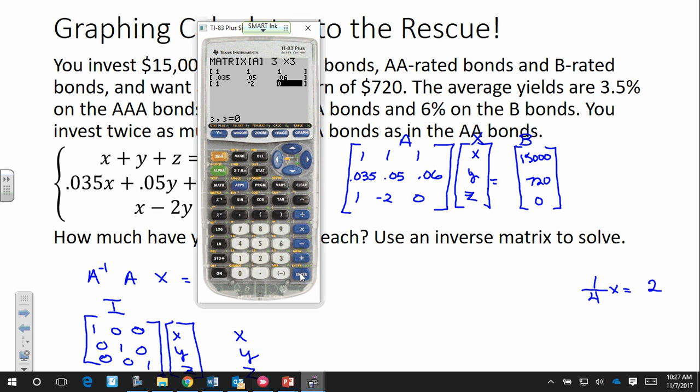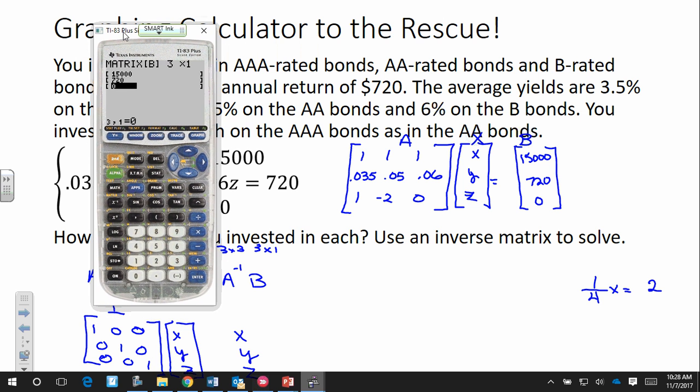Now we're going to quit and edit matrix B to have our 3 by 1. And put these guys in here. So 15,000, 720, and 0. So now we said to make this work, so that we don't have an error or a problem, we need to take our A inverse times our B. So we quit.